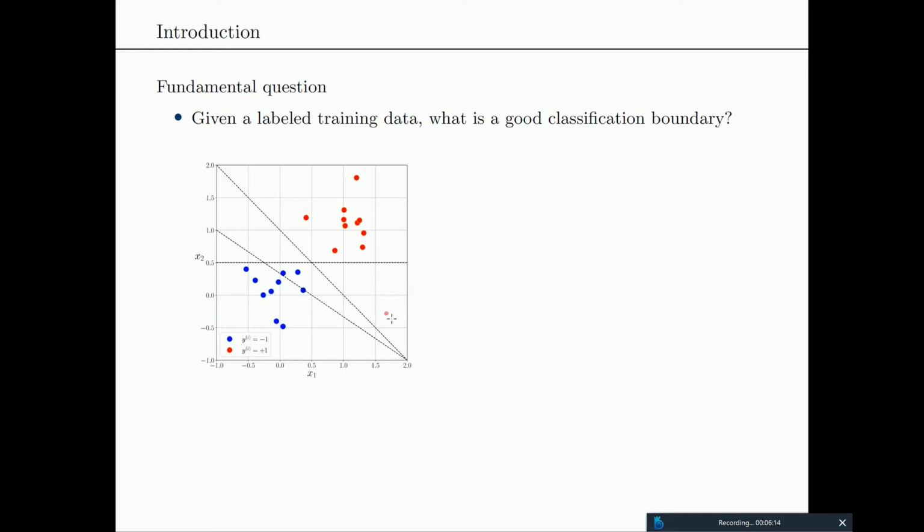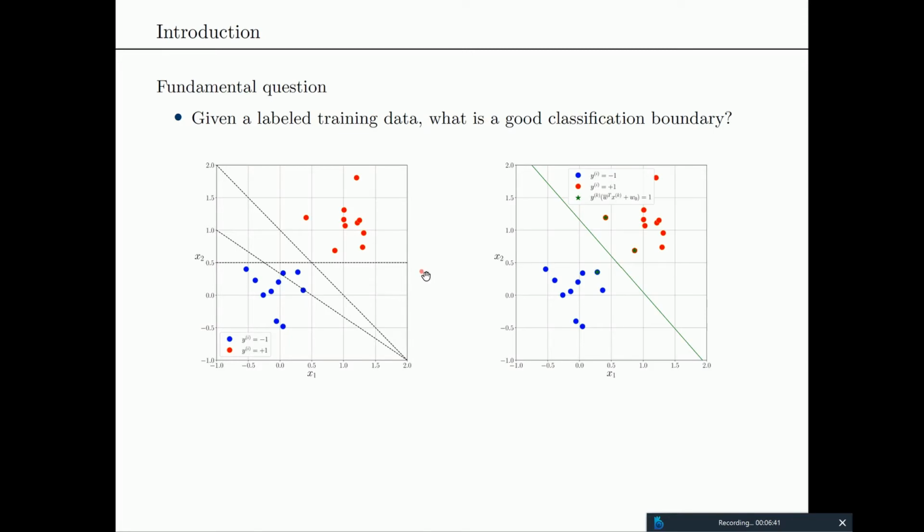So if you observe a new data point and it falls to the left or to the right of one of these boundaries, so these should be three examples, one being like this, one being like this, and the other one being like this, what is a good classification boundary? The answer that is inherent in support vector machines and in statistical learning theory is that a classification boundary that has a wide margin or a large margin is a good thing.